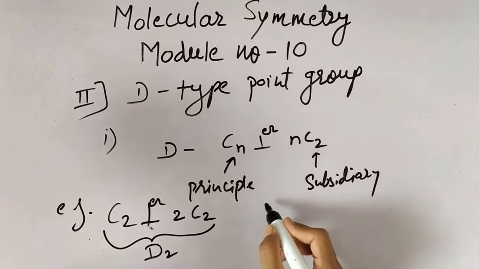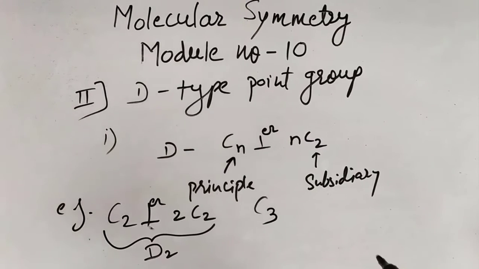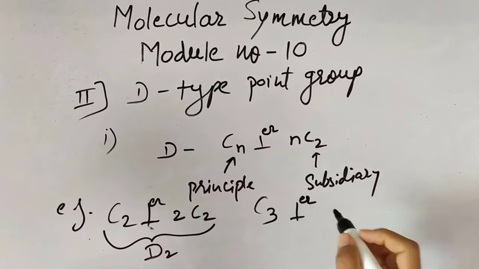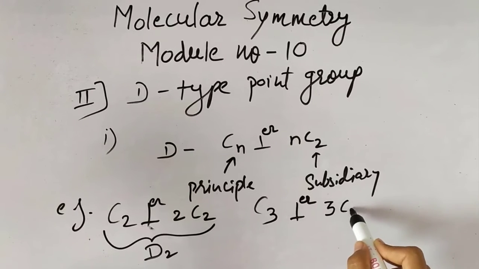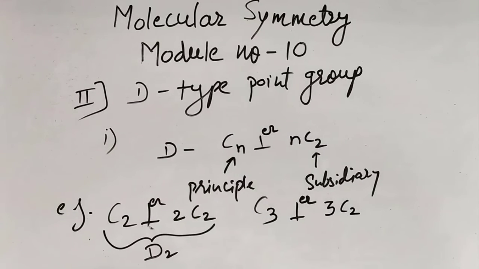Suppose I have C3 as the principal axis, and to this principal axis I have three perpendicular C2s which are the subsidiary axes. One C3 as the principal axis, and three more C2 axes perpendicular to it. This C3 and these three C2s, if they are perpendicular to each other, then combinedly they will be called D3.